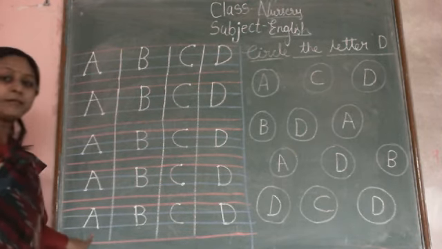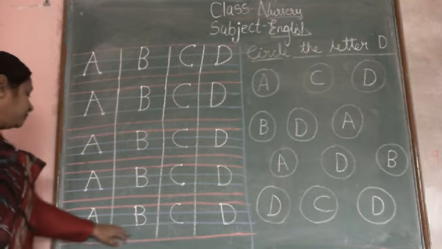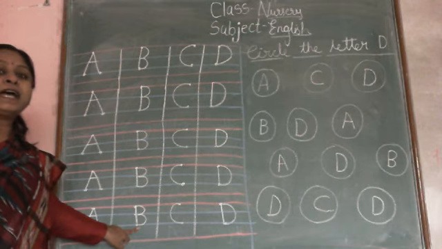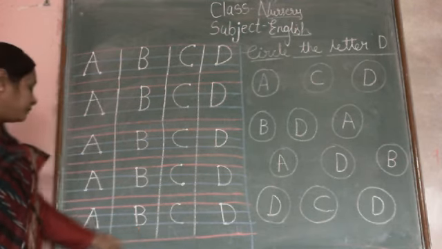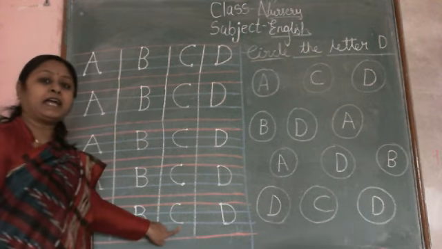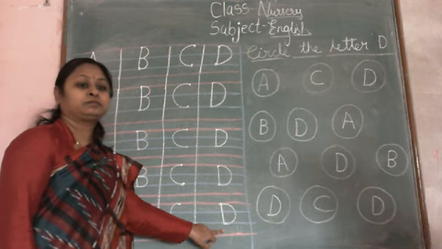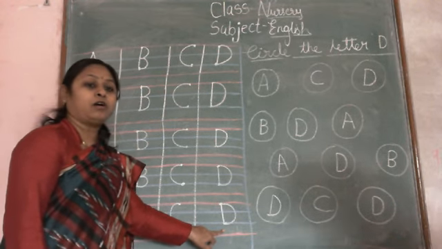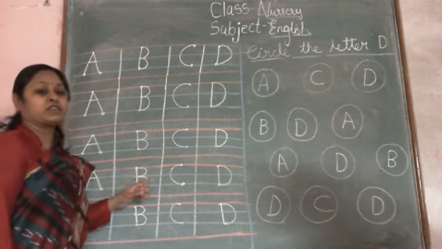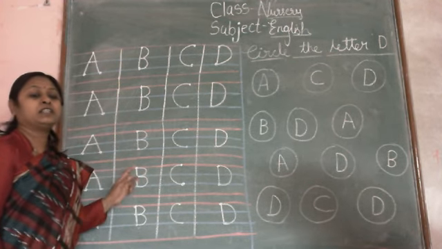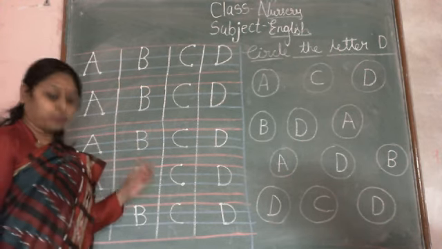A for apple, aeroplane, alligator. B for ball, bat, black boy. C for cat, cup. D for dog, doll, drum. Okay, so you have to write in sequence. One full page you have to write this in your English notebook.